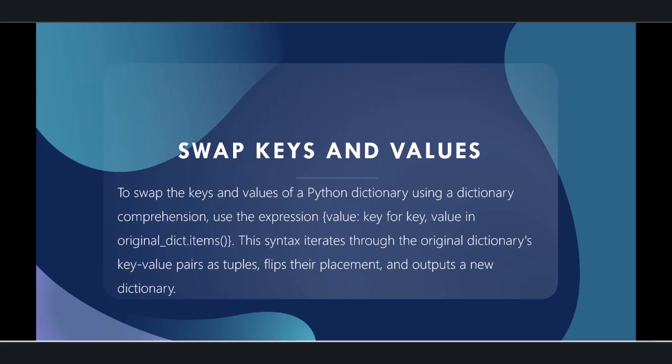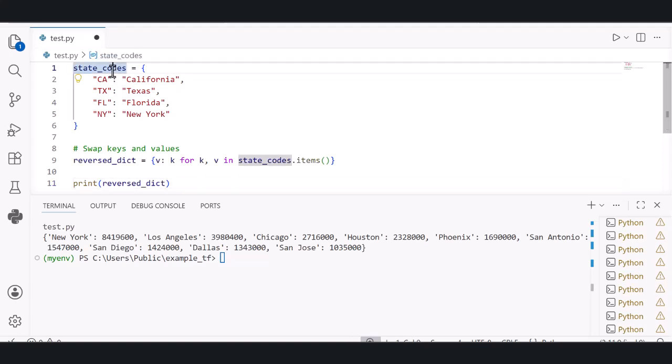Let's see an example. In the state codes variable, we have a dictionary, which is the original dictionary. The abbreviations are the keys and their full forms are stored as values. Now we need to swap these, which means the full name, California, needs to be the key and its abbreviation needs to be the value. Let's see how to do that by using dictionary comprehension.